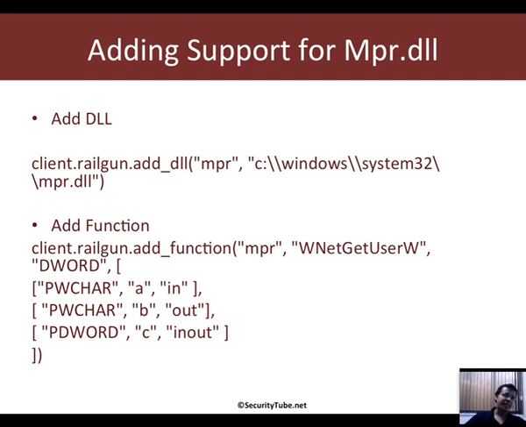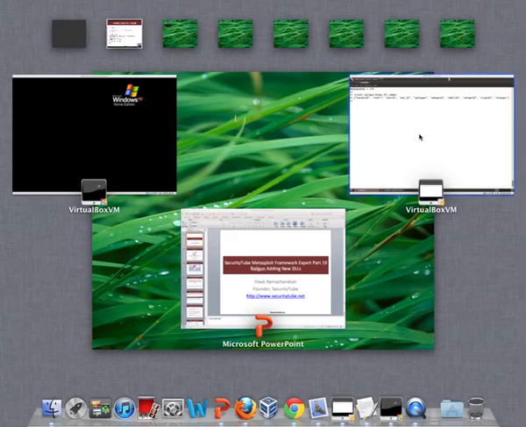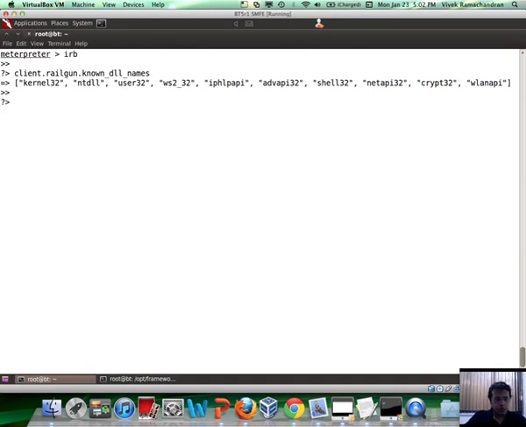So this is part A, where we look at how to add a runtime DLL. We can do this by calling client.railgun.addDLL. So let's go ahead and do this. So here you go, client.railgun.addDLL. The name of our DLL is mpr, and then we give the location of the DLL. Now this is a DLL which ships with Windows, so in our case right now, it's Windows System32, and then you have mpr.dll.